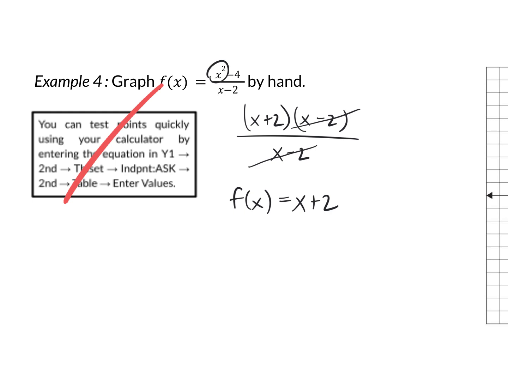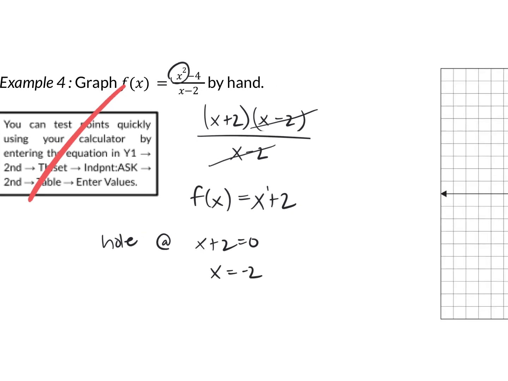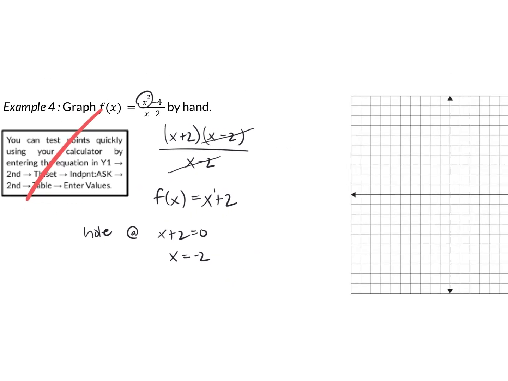That's our entire function. What's that going to graph like? It's a line, right? It's linear. It has an exponent of 1. However, we have a hole when x plus 2 equals 0. So we're going to have a hole at what value? Negative 2. Okay, so we just got to plot this graph real quick here.